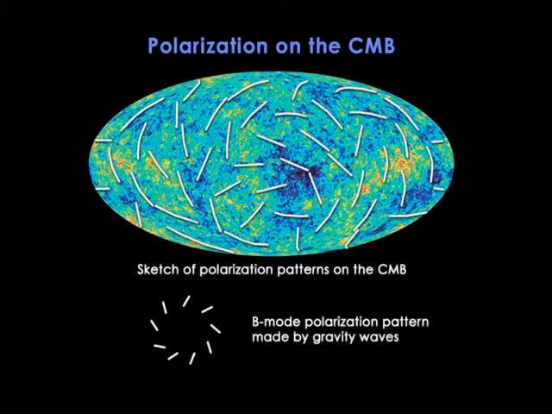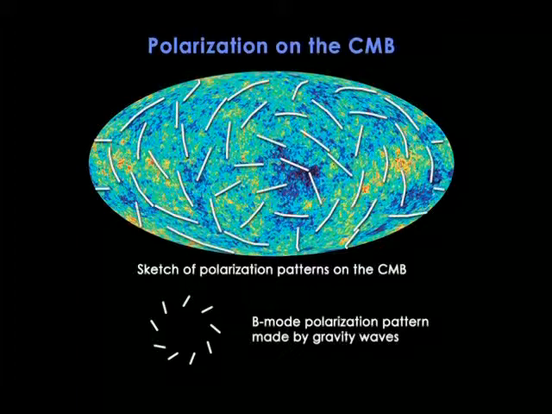It's called a B-mode pattern, for reasons I don't want to go into. The wiggle directions make a kind of spiral, and they're a clear signature of gravity waves moving through the foggy gas just as the microwave background was being formed.